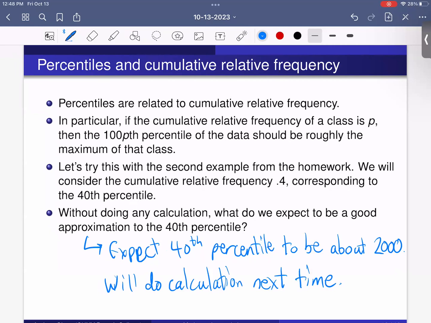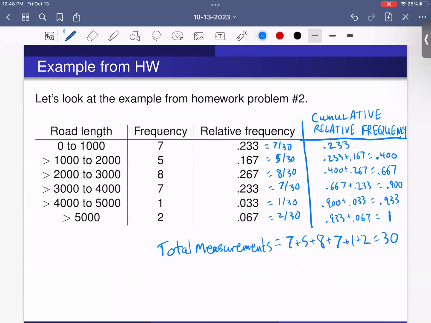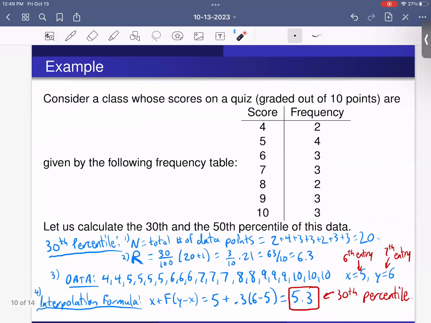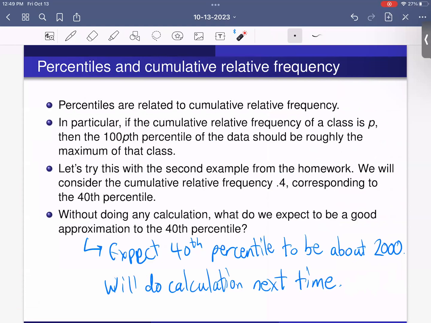And the idea is, what's a percentile? A percentile means 40% of the scores, or of the data, are below that number. So when you have a cumulative relative frequency table, if the cumulative relative frequency is 0.4 for the second class, that means about 40% of the data are in these first two classes. So the number that separates the 40% from everything else should be basically near the top of this class. The top of this class is going to be when you have 40% of the scores below. We'll calculate it for this data; the 40th percentile is not exactly 2,000, but it's going to be pretty close to 2,000. So we generally expect that to work. Okay, good. We'll do the calculation next time.